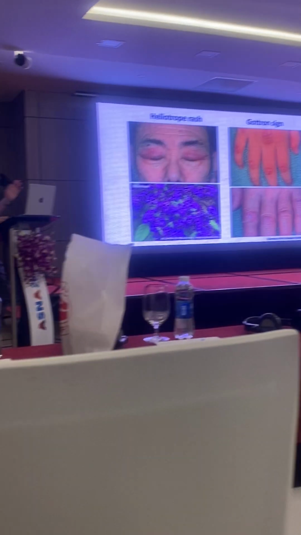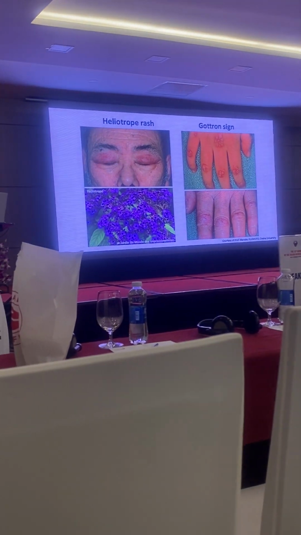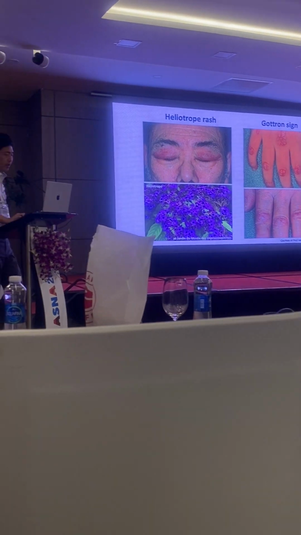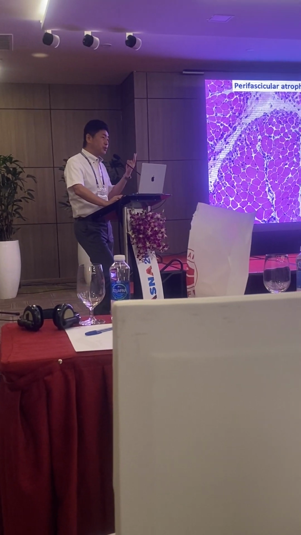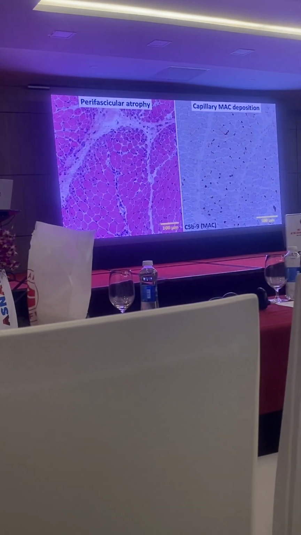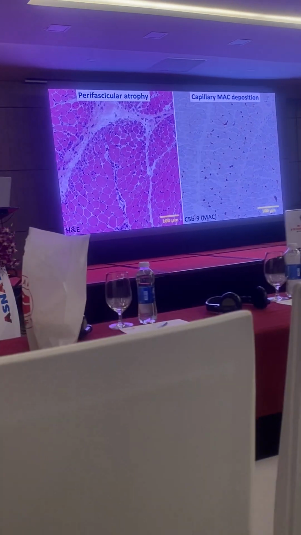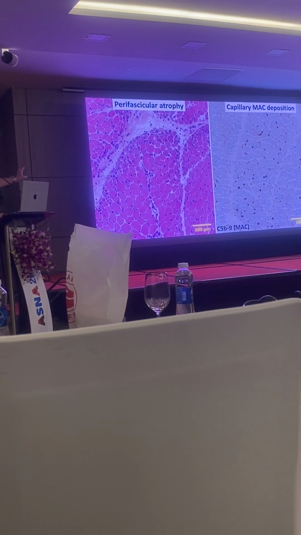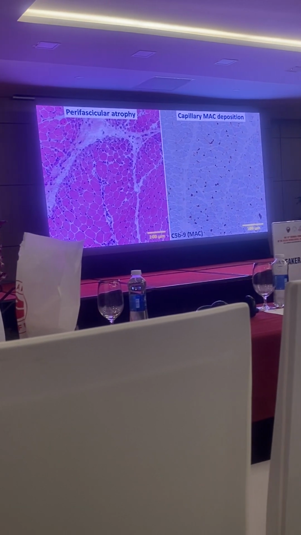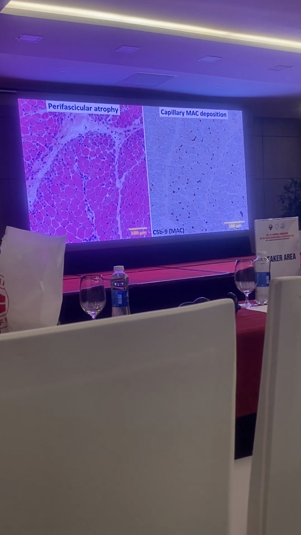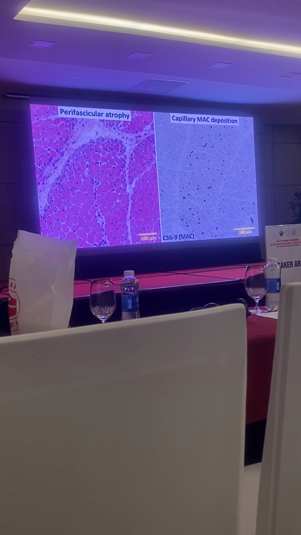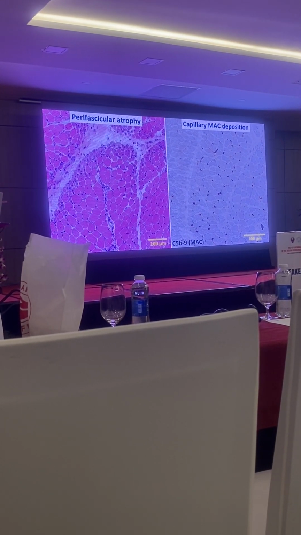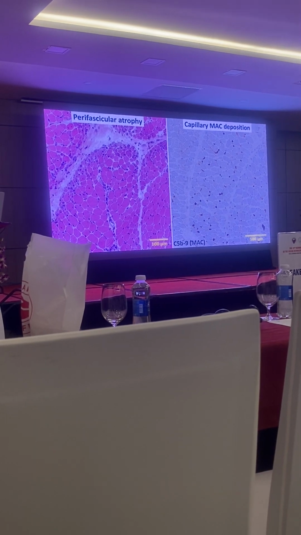So dermatomyositis is clinically defined as myositis with skin rash, typically heliotrope rash like this, and Gottron sign. And on muscle pathology, there are two classical, very important and diagnostic findings. One is this one, perivascular atrophy. You can see the muscle fibers at the periphery of the fascicles, they are atrophied. That's why this is called perivascular atrophy. And this is known to be almost diagnostic of dermatomyositis. The other one is MAC deposition onto the capillaries like this. And this is also known to be almost diagnostic of dermatomyositis.